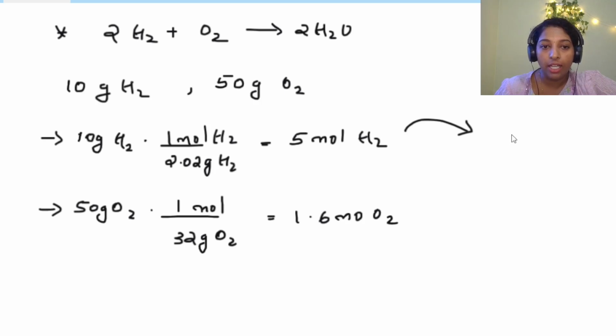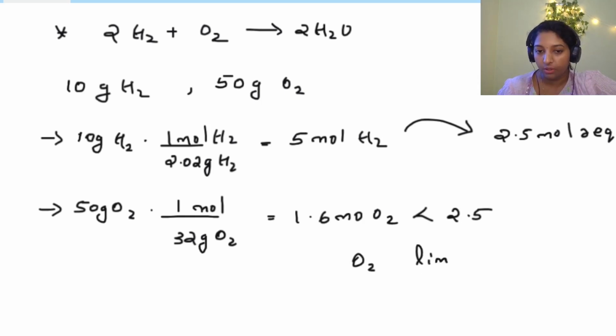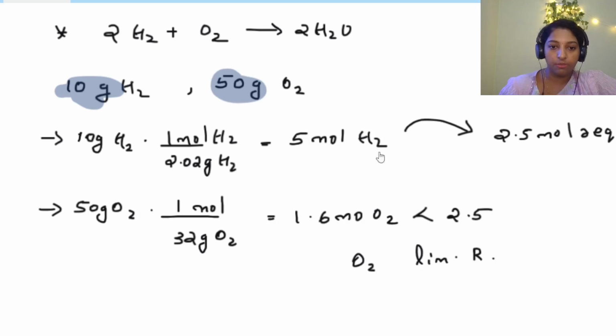5 moles of hydrogen actually require 2.5 moles of oxygen. But what happened? Here it's less than 2.5, less than the required. So you can say oxygen is again the limiting reagent here. As I told you, the one with the lower amount is not necessarily the limiting reagent. See the initial values: this is 10 grams, this is 50 grams. 50 grams is higher, but oxygen is the limiting reagent. Why? Because of this reason. In that way, you convert to moles and compare.